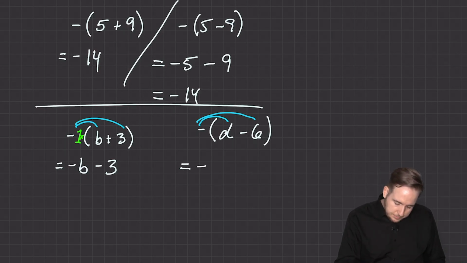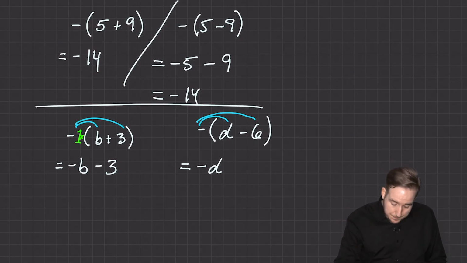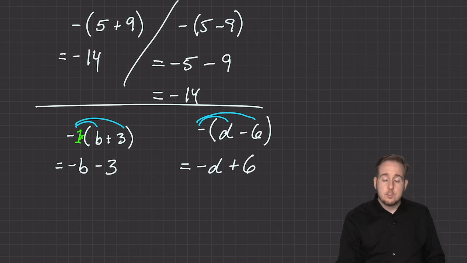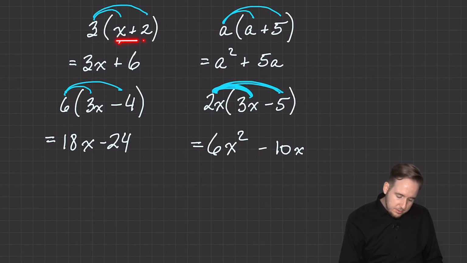So that will be negative d, and negative times negative 6, negative times negative is a positive, so plus 6. So really what's going on is if I have a negative in front of a bracket, everything inside changes sign. So d becomes negative d and negative 6 becomes positive 6. The other thing that you have to always keep in mind is that if I have two things inside the bracket before I distribute, there are two things after I'm done. Two things before, two things after.